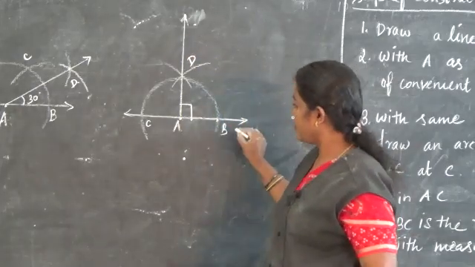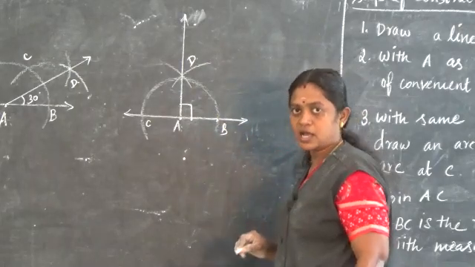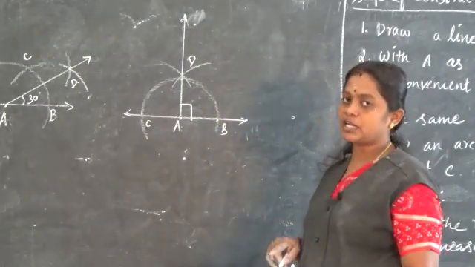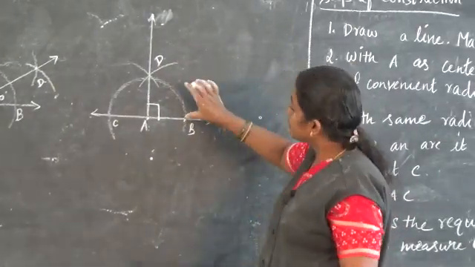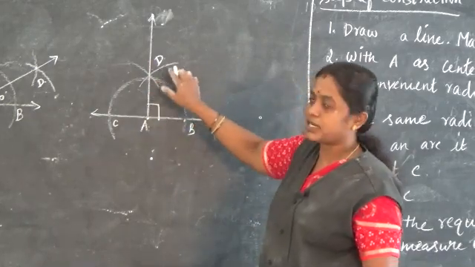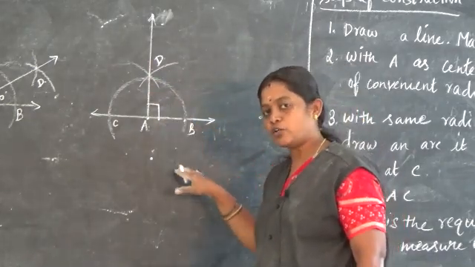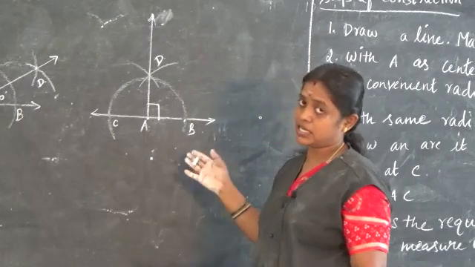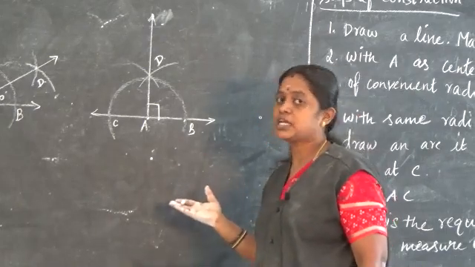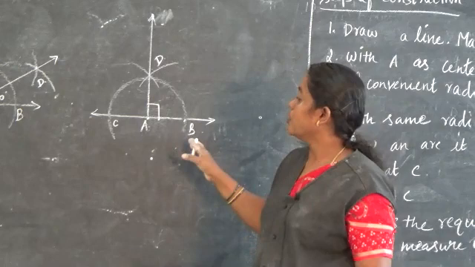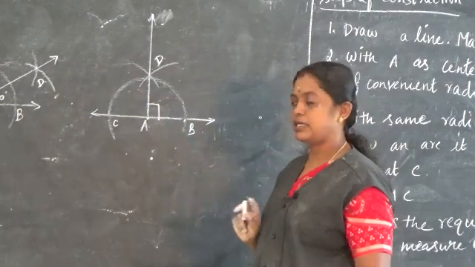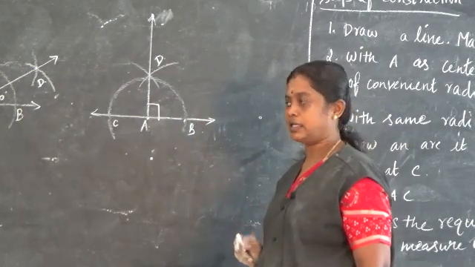Now AD is 90 degree, or else you can use the perpendicular bisector method also. You can take more than half also and draw. That same also you will get a 90 degree, because 90 degree is a perpendicular bisector. You know very well. Now angle BAD is a 90 degree.